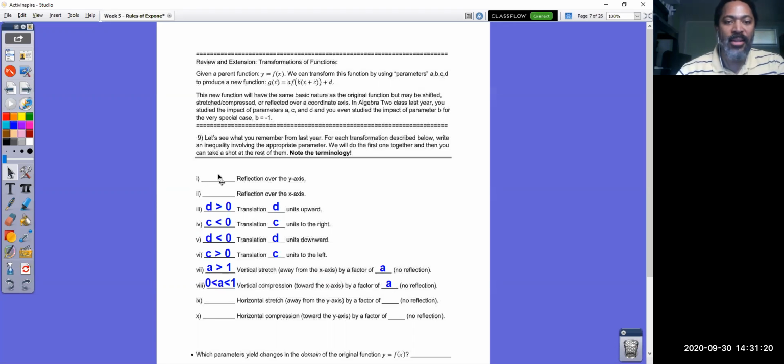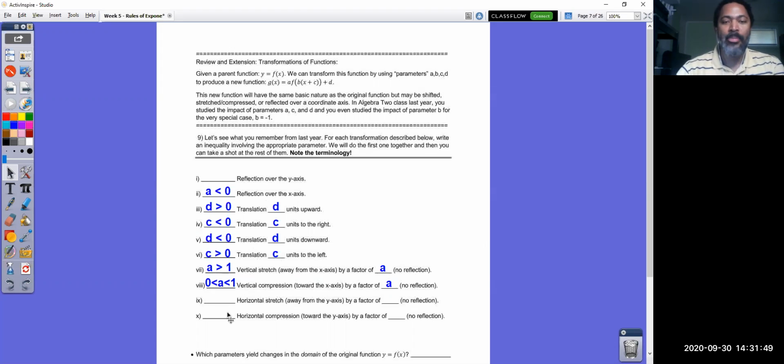But if A is negative, we have a reflection over the x-axis. So there are two parts here. If A is negative, the negative part is a reflection over the x-axis. Then we'll ignore the negative and look at the actual value of A to see if it's between 0 and 1 or if it's greater than 1. B, and that makes sense, right? If A is a big number, 5, we're expecting our graph to be bigger.